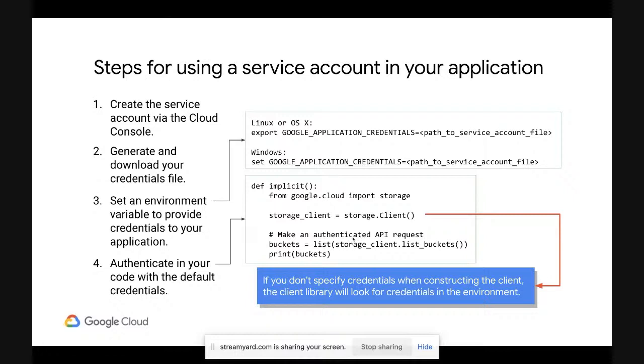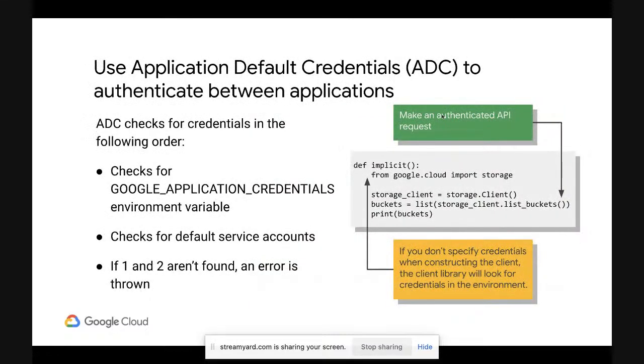The example code you see here is in Python. It shows that if you don't explicitly specify credentials when constructing a client, the client library will look for credentials in the environment variable. So we are calling that path to get those credentials in order to make that call. Also, Google uses credentials to identify your applications, as I said, for quota, for billing, and also to authorize access to Google Cloud APIs, resources, and features.